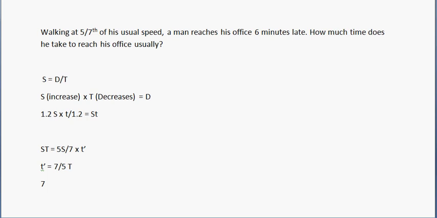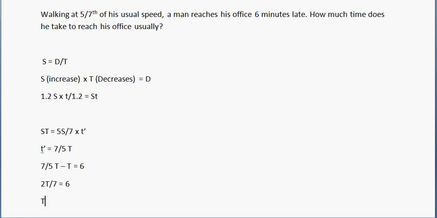So I'll write it fully. 7 by 5 of t minus the original time is given to be 6 minutes. No need to change it into seconds or hours, just work in minutes, right? So this means 2t by 5 was 6, right? And from here we can very easily find t, which is 6 into 5 by 2, or 3 into 5, which is equal to 15 minutes. So he originally takes 21 minutes to reach his office.